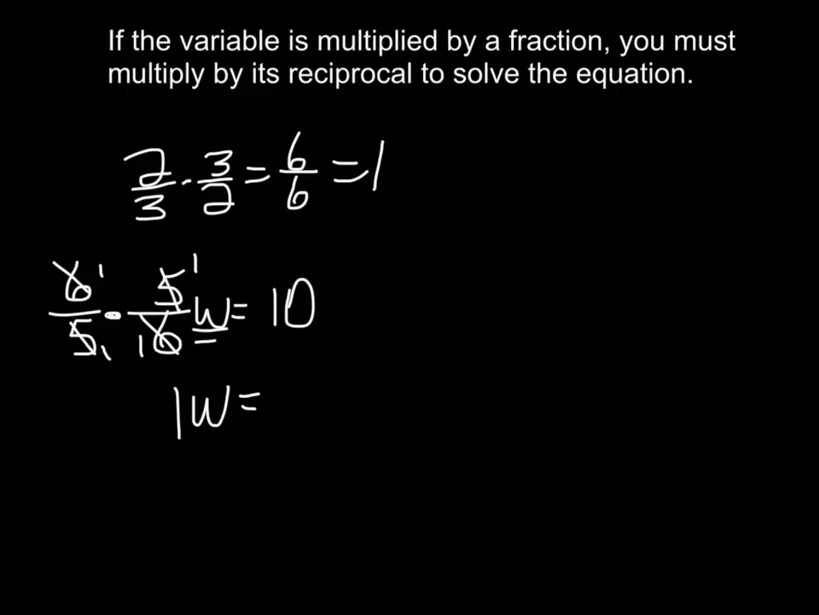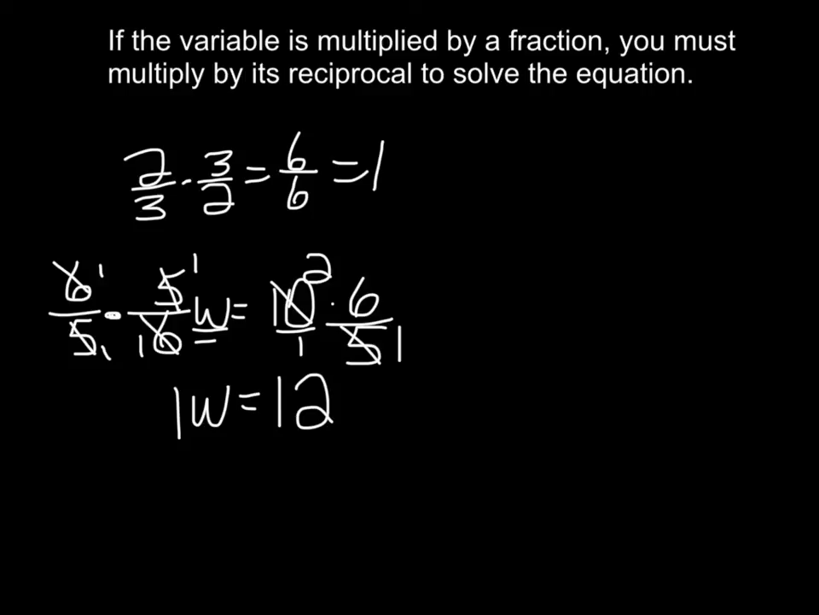Now remember, whatever you did on the left side of the equal sign must also be done on the right side in order to maintain equivalency on each side of your equal sign. So now we have to multiply 10 by 6 over 5. Here we go. We need to reduce the 5 and the 10. 5 into 5 is 1. 5 into 10 is 2. So now you can go 2 times 6 is 12. So w equals 12.